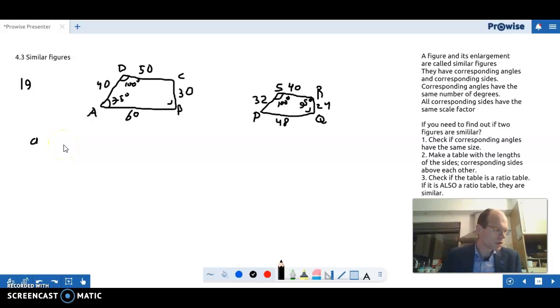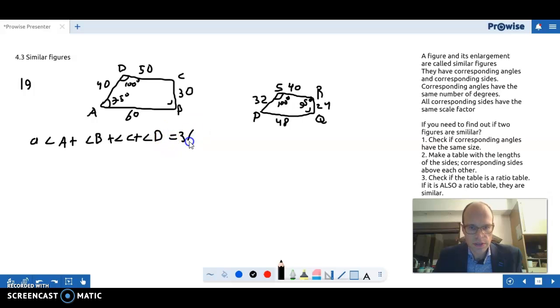Okay, what we're going to do, we're going to start with calculating angles C and P. If you take a look at it, this is a quadrilateral, and with a quadrilateral, all the angles together are 360 degrees. So angle A plus angle B plus angle C plus angle D is equal to 360 degrees.